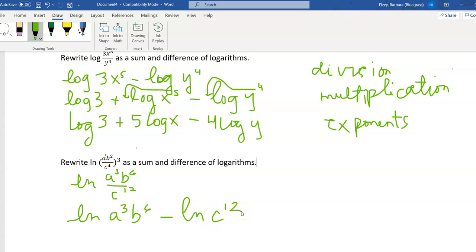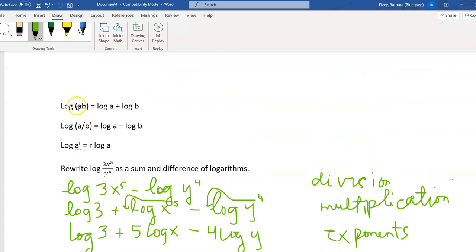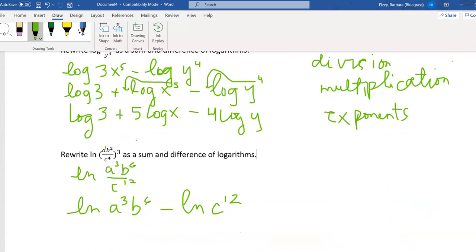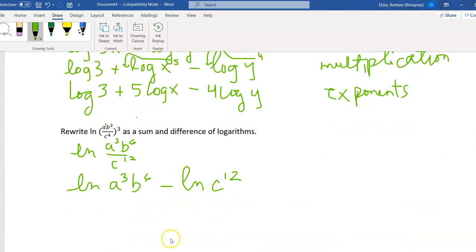All right, now let's notice that we have two things being multiplied right here. So let's use our rule for multiplication. Our rule for multiplication says if we have two things being multiplied, we're going to break that into the log of the first thing plus log of the second thing. So our first thing is a to the third. Our second thing is b to the sixth. Let's break this up into two separate logs.